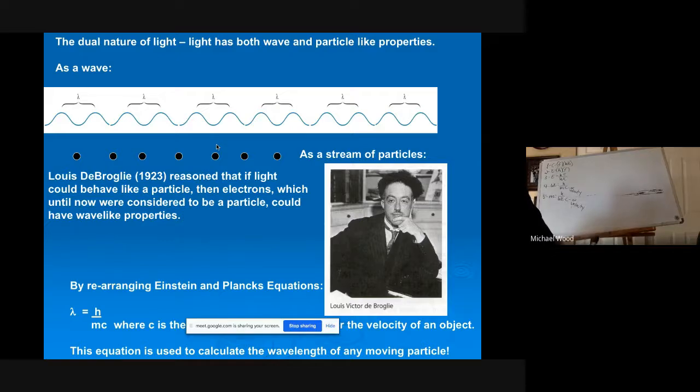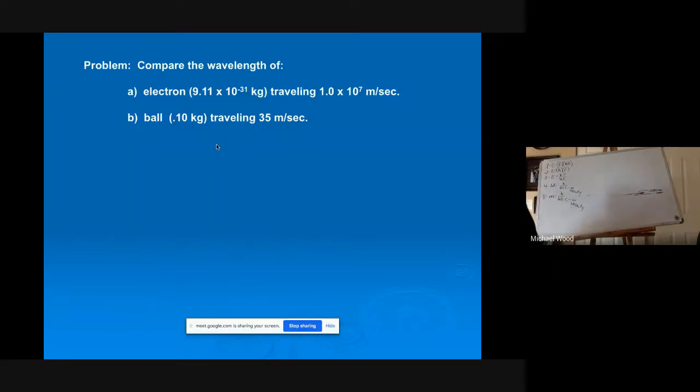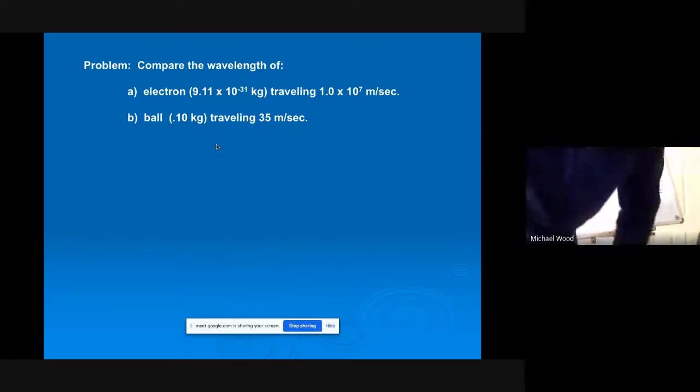Well, almost 100 years ago, this guy named Louis de Broglie reasoned that if light could behave like a particle, then electrons, which until now were considered to be particles, could have wave-like properties. And there's de Broglie, and the equation I got was right here. Okay, so then we come up with this, and this shows you this calculation.